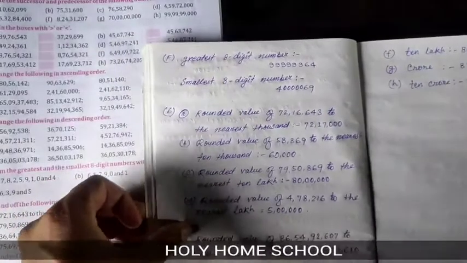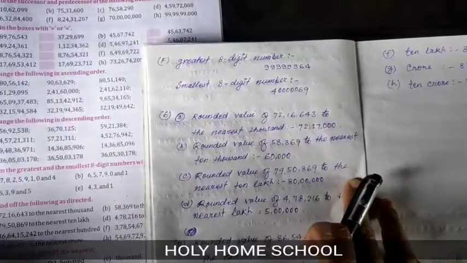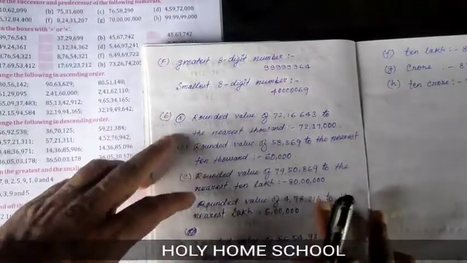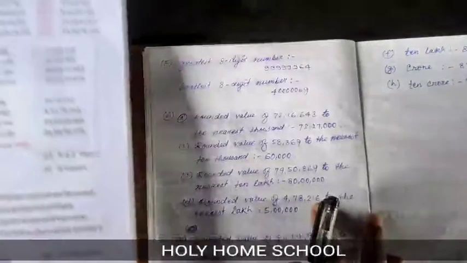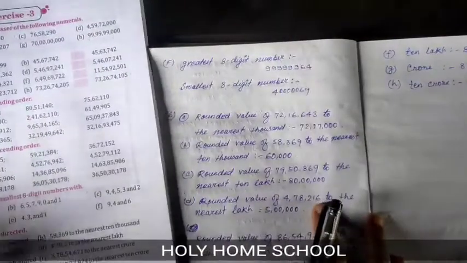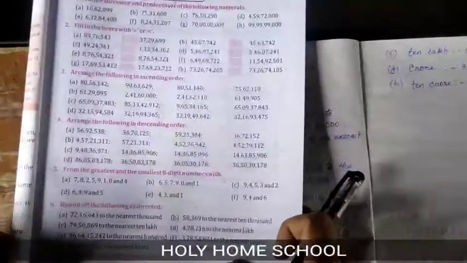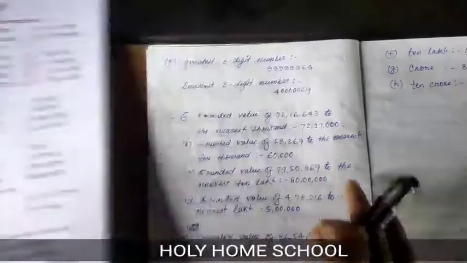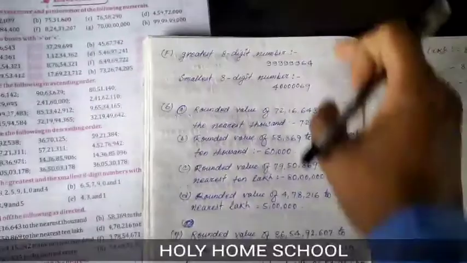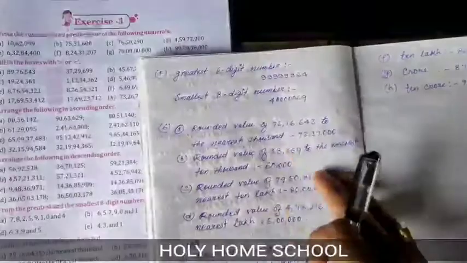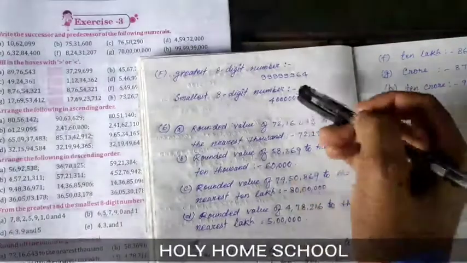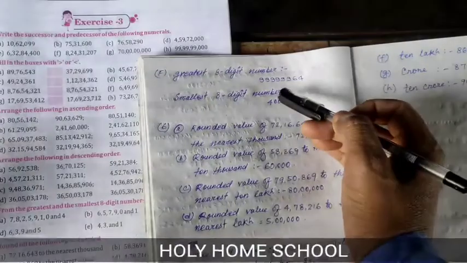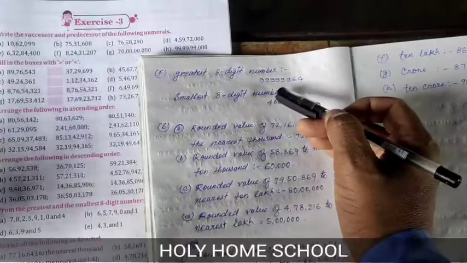See the next example for you. See question number F of 5, given digits 9, 4 and 6. Greatest 8-digit number. We have to use these 3 digits to get the greatest 8-digit number.